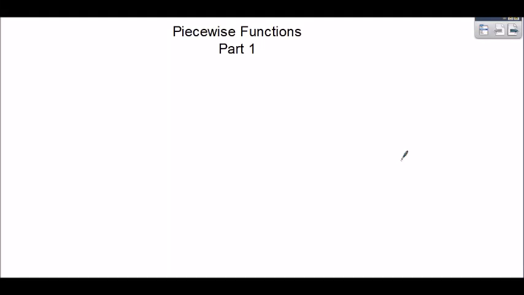This is Mr. Gardner, and this is Math Time with Mr. G. Today we're going to do piecewise functions part 1. So we're going to start off real slow, real basic, and we're going to build on it. So the question is, what is a piecewise?